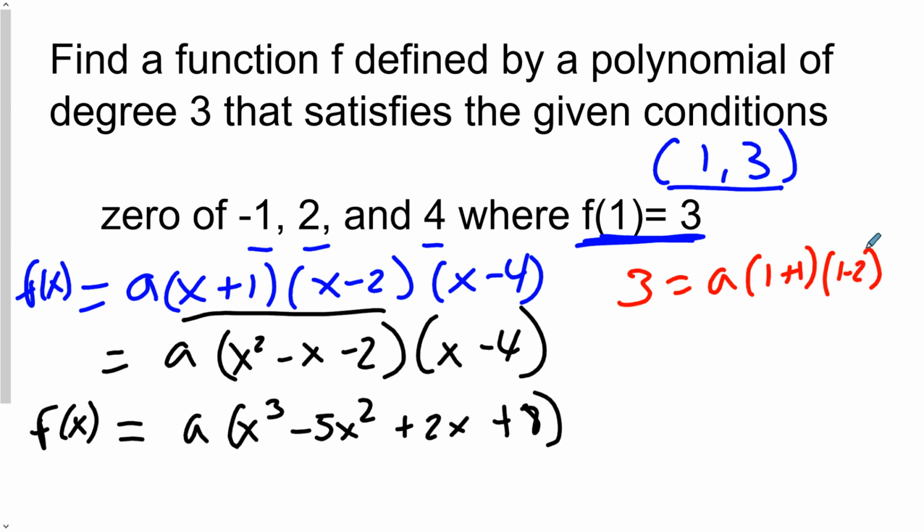and you could have probably done this from the beginning too. And then 1 minus 4. So I'm going to simplify those. That's 2, that's negative 1, and that is negative 3.